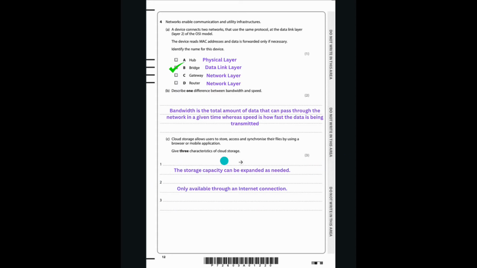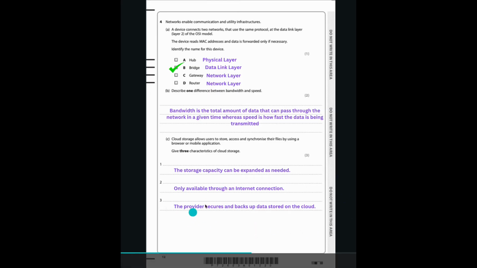The other one is that cloud storage is only available through an internet connection. There is some advantage with this point, and also some disadvantage as well. The provider secures and backs up stored data on the cloud. That means we don't have to think about the security of the data, because whoever is giving us the cloud storage, it is their responsibility to make our data more secure, right?